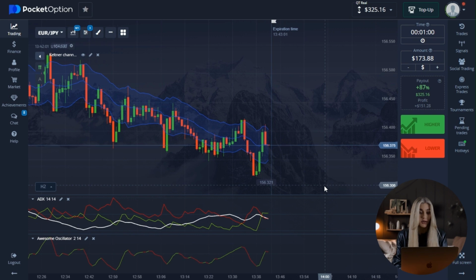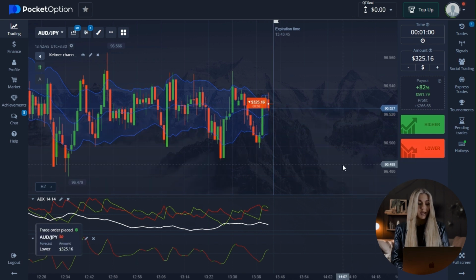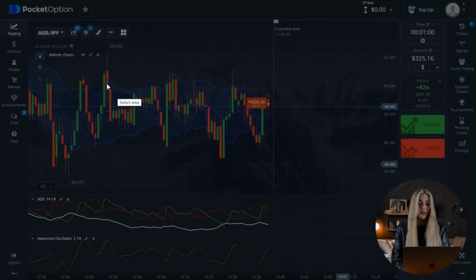And only now the oscillator is turning, but it's too late. Alright, moving on. Better to wait for a slight rollback. Yes, now it's possible. We open a downward option, essentially the same situation here.